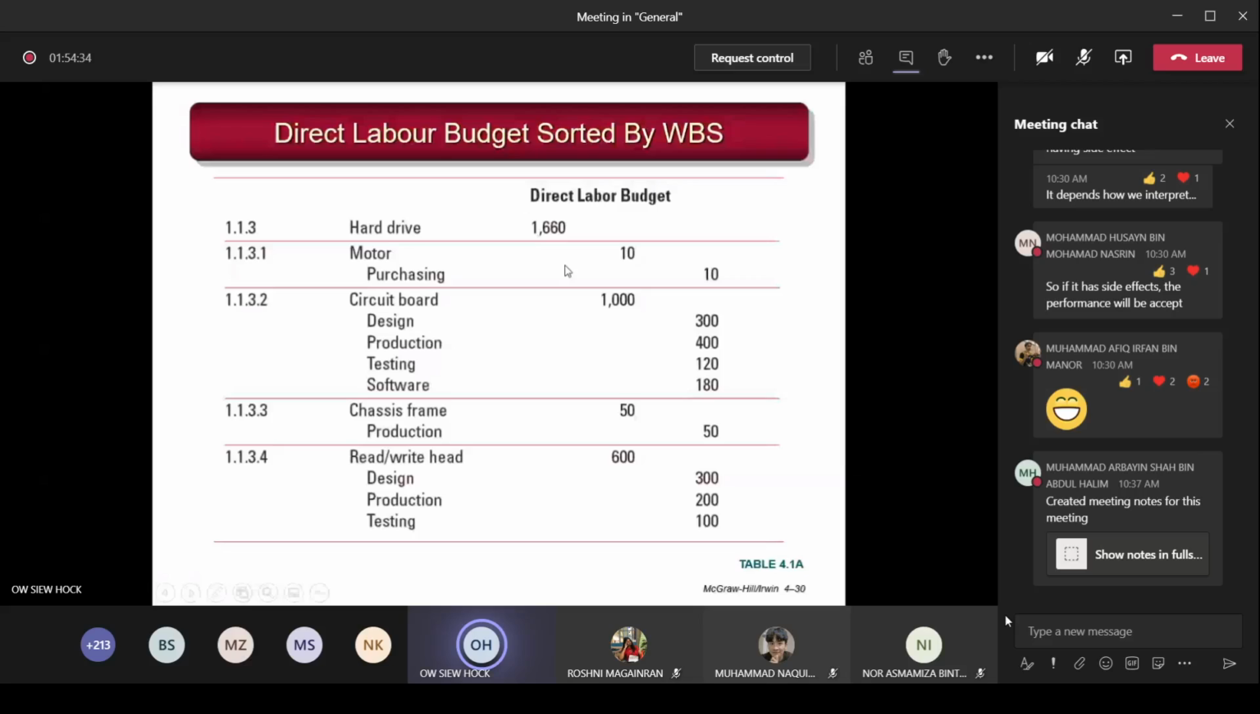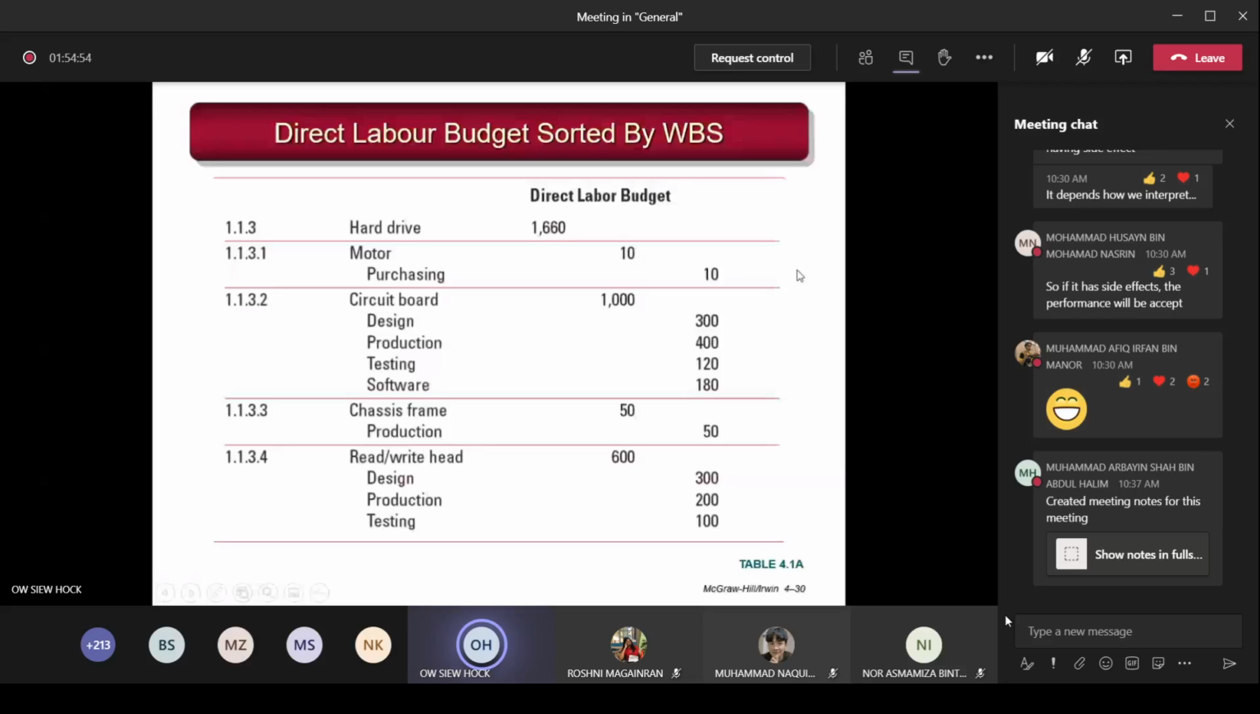Let's say the hard drive is $1,660. So the motor to build this part is, let's say, 10 US dollars, something like that. That means this unit here will be paid this amount to produce this product, this deliverable here for this motor. You understand? So this is the work breakdown structure.